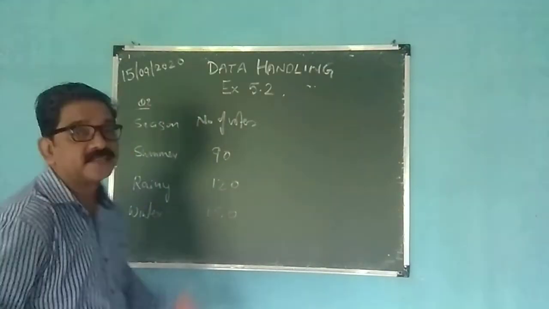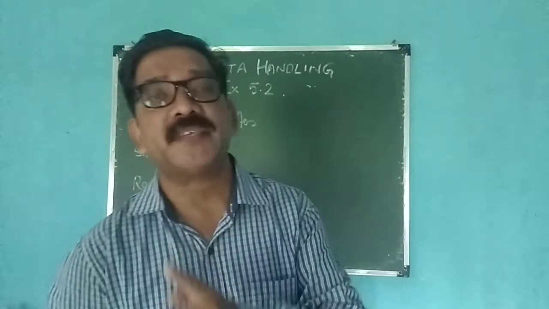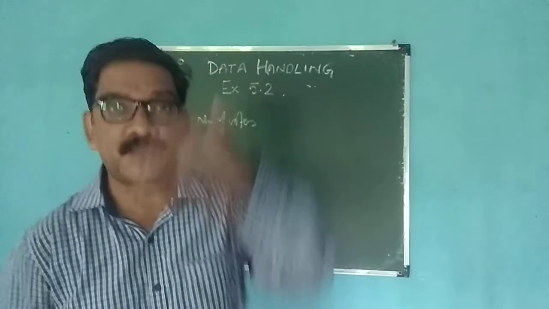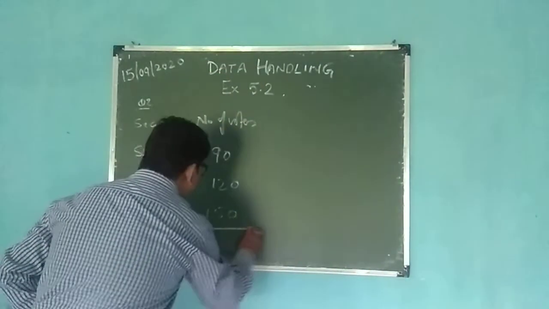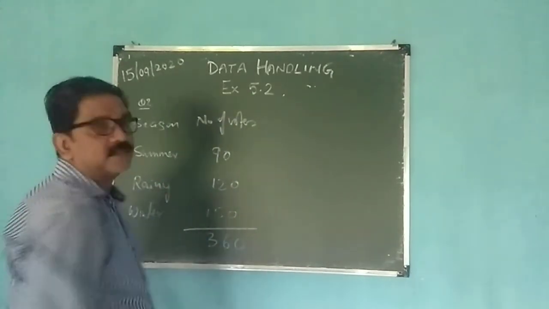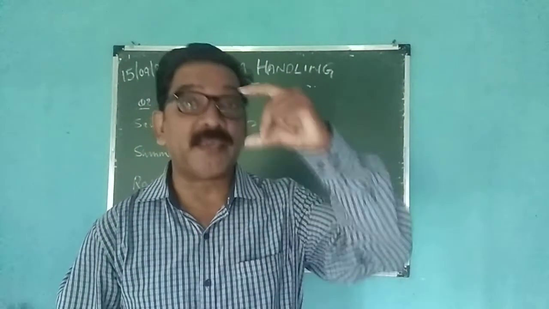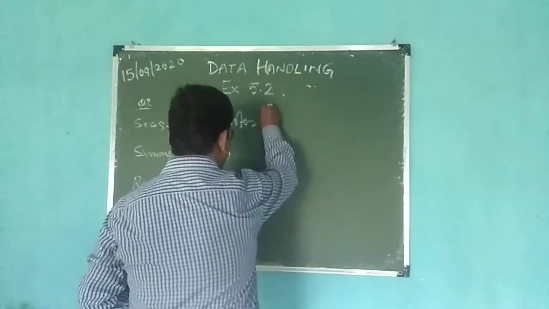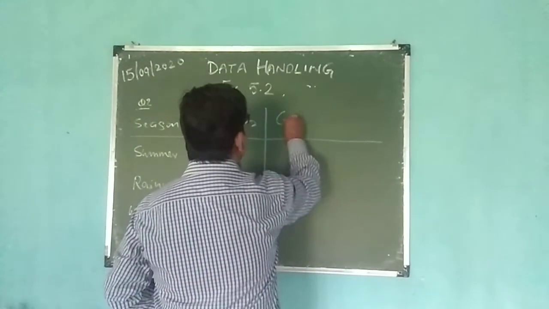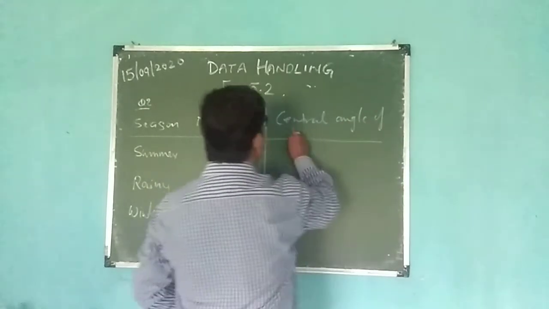Now we have to represent this in a pie chart or in a circle graph. How to do this? The very first thing, we should know the total number of votes in this case. Add this, you will get 360. Okay. After that we have to find out the central angle of the sector to make the sector.